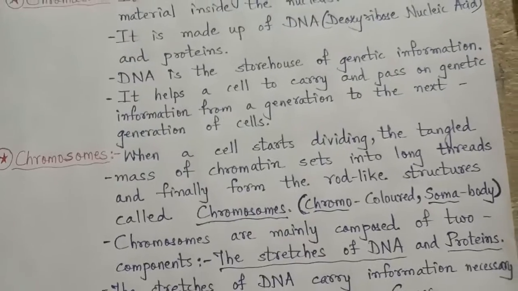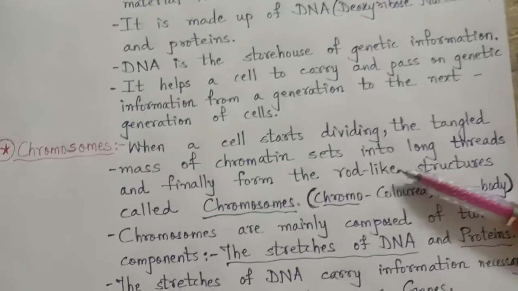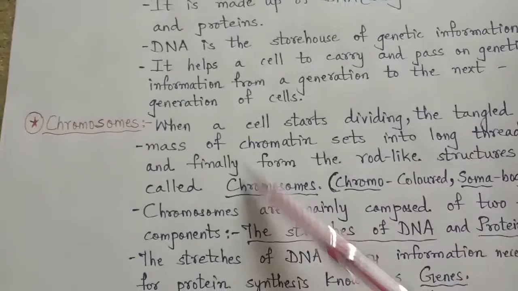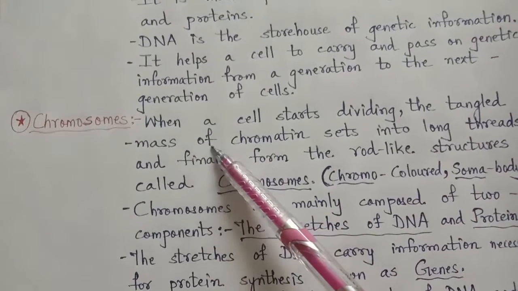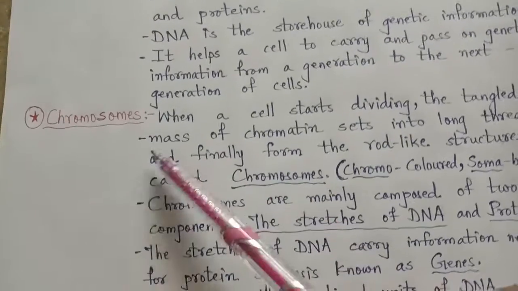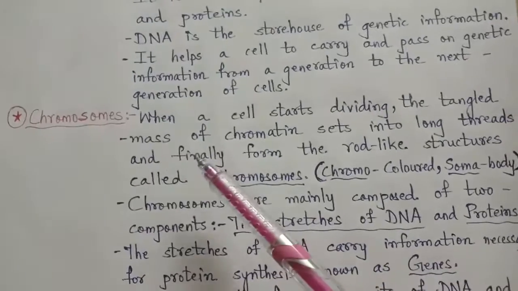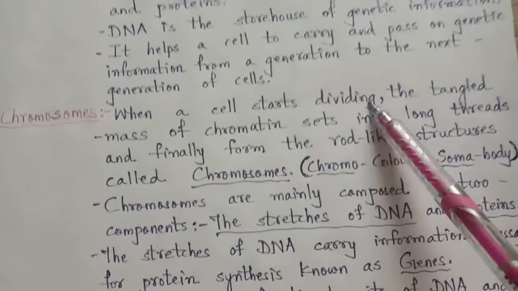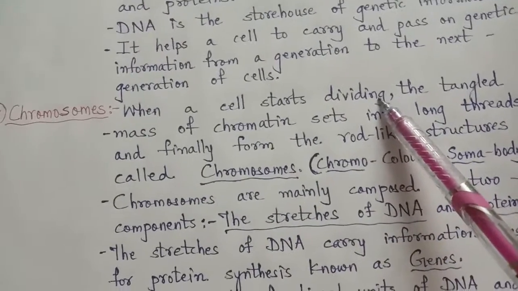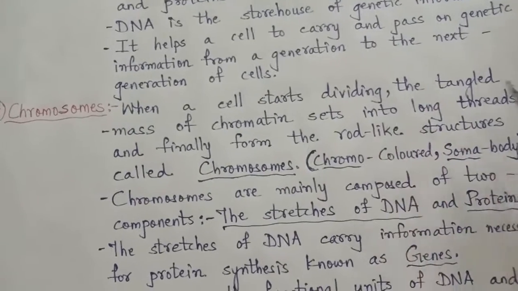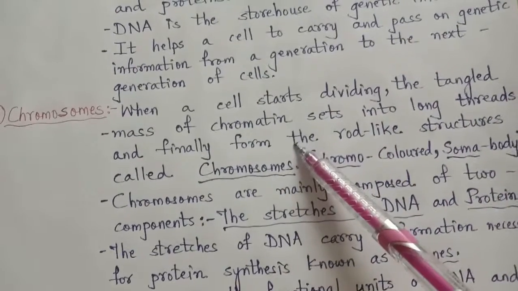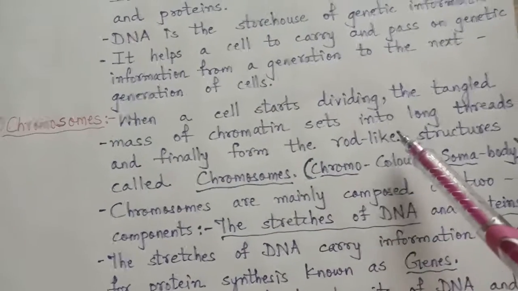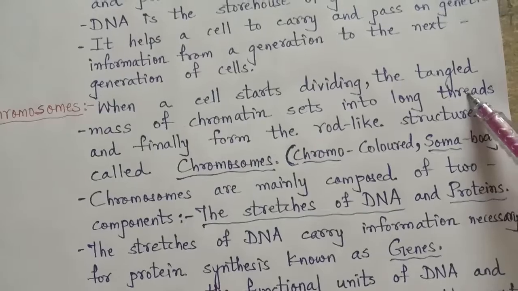Now, how is this carried out? By how the parent cell is divided into daughter cells. The main cell formation that takes place is because of the chromosomes. When a cell starts dividing, when the cell gets mature and starts dividing, the thread-like tangled mass of chromatin sets into long threads.